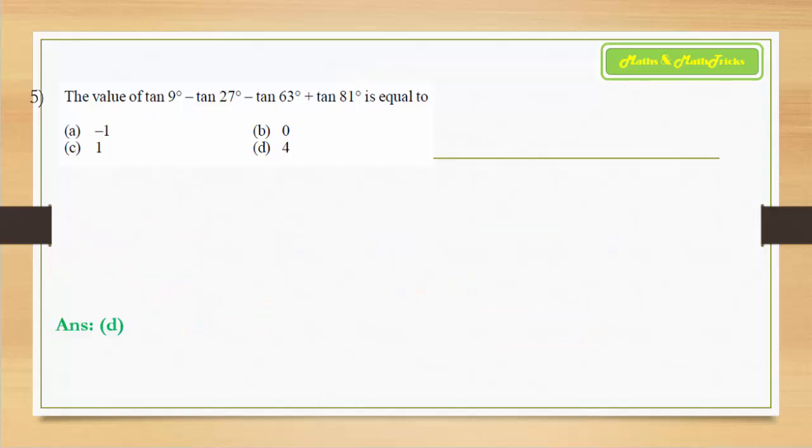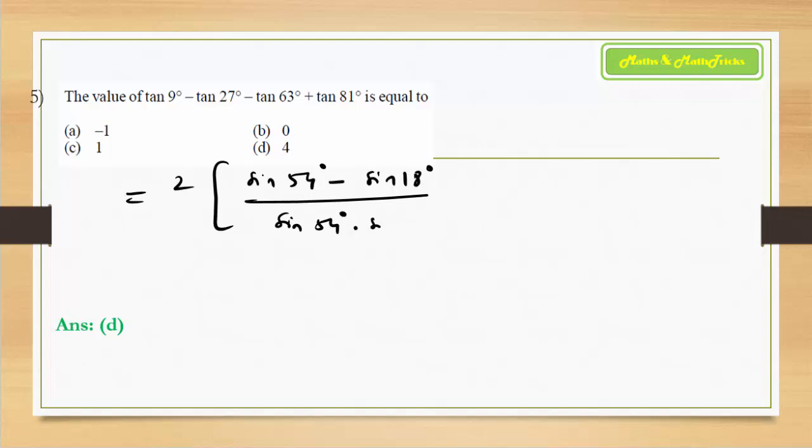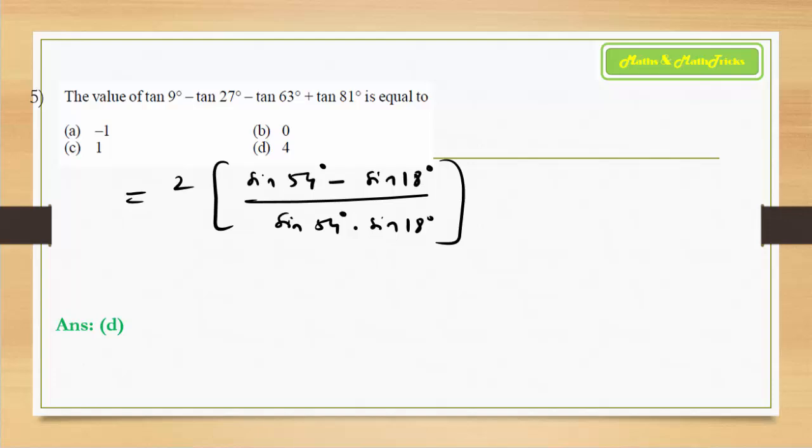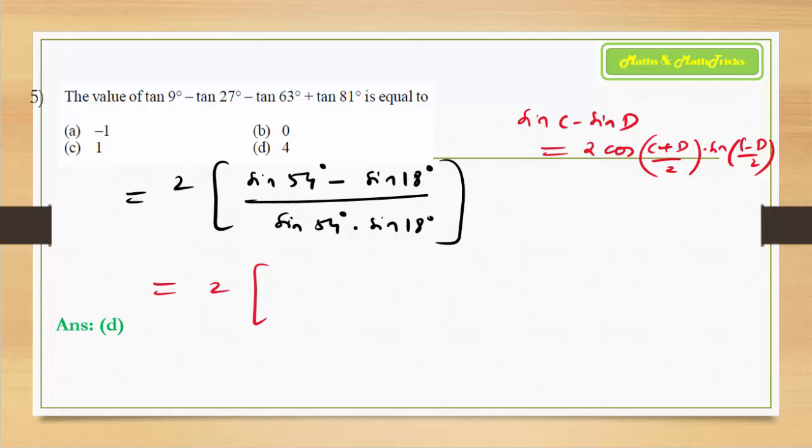The answer to this question turns out to be D. I am trying to verify this for you. So what did we get? Taking 2 out, we have the numerator sine 54 degrees minus sine 18 degrees upon sine 54 degrees into sine 18 degrees. I have cross multiplied the terms. Now the numerator part becomes the sine C minus sine D formula. Can you recall the sine C minus sine D formula? It is 2 cos of (C plus D) by 2 into sine of (C minus D) by 2. So when you apply this formula here, it becomes 2 cos of C plus D by 2.